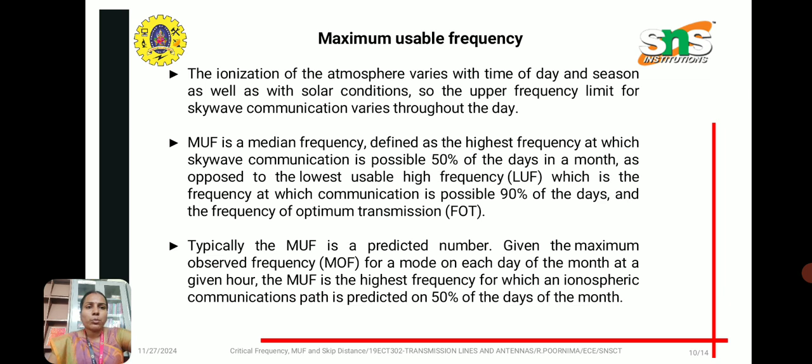The ionization of the atmosphere varies with time of the day and season as well as solar condition. So the upper frequency limit for skywave communication varies. MUF is the median frequency, defined as the highest frequency at which skywave communication is possible 50% of the days in a month, as opposed to the lowest usable high frequency, which is the frequency at which the communication is possible 90% of the days, and the frequency of optimum transmission.